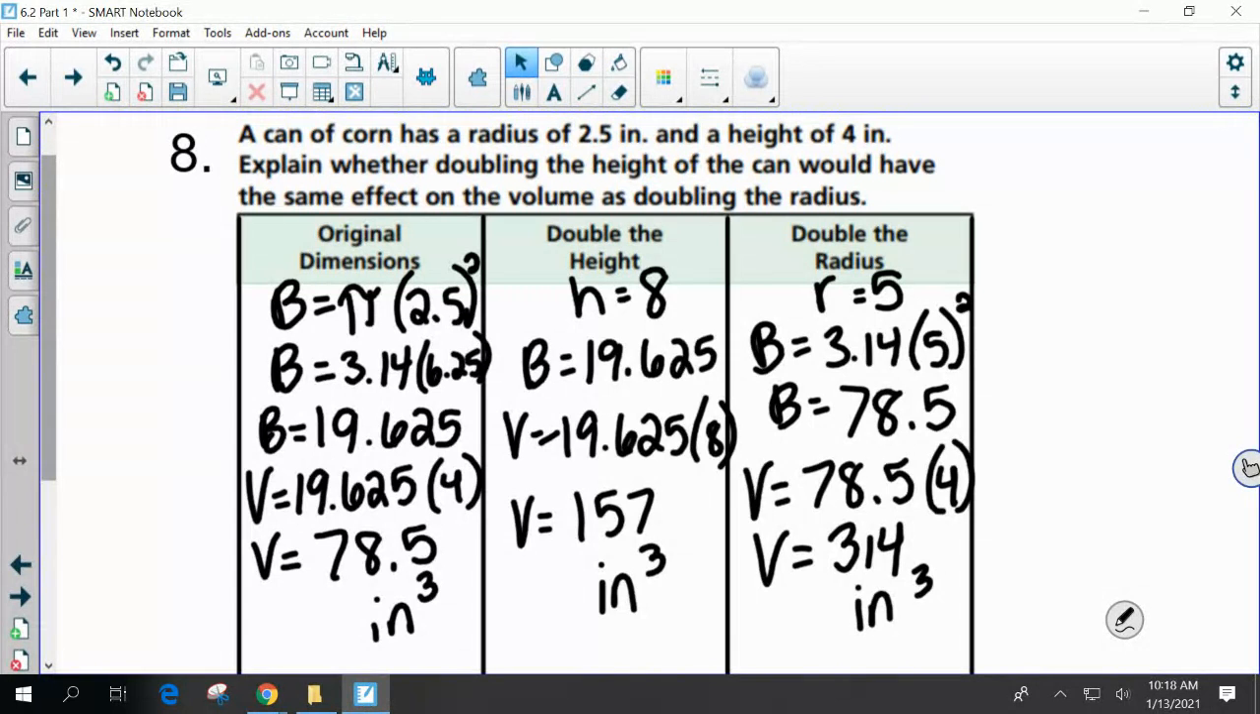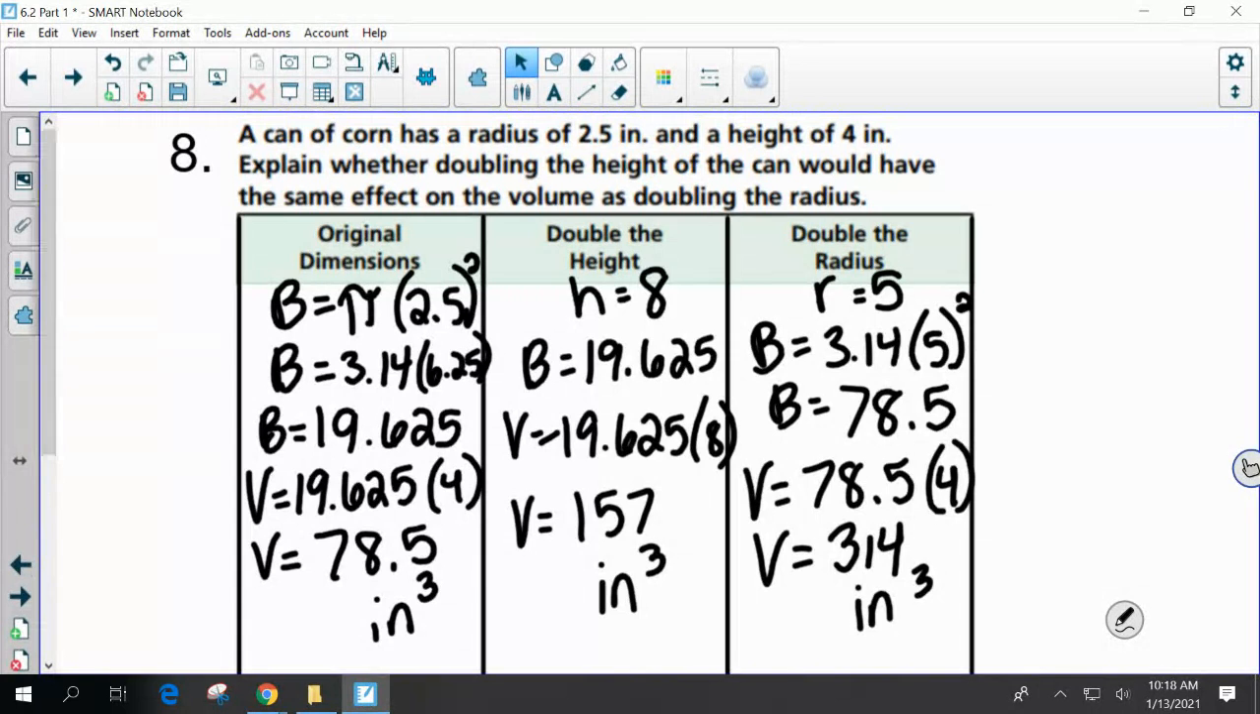Which would make sense because if you ever go to Sam's Club, you see those big giant cans of corn or green beans. They're not just the same size can but really super tall. They're a wider can. They're a little taller too, but they're really wide. That's because it has the most volume, and it makes sense to make the one with the most volume if you're trying to ship something in bulk.